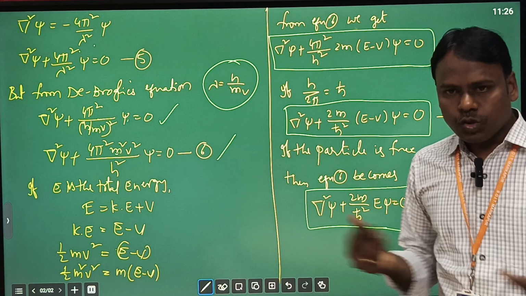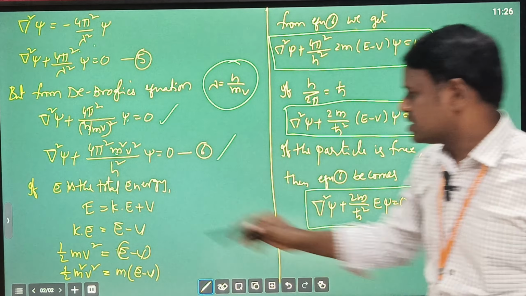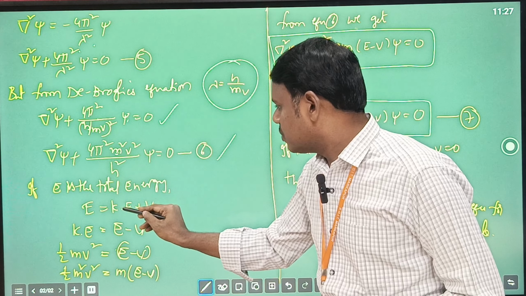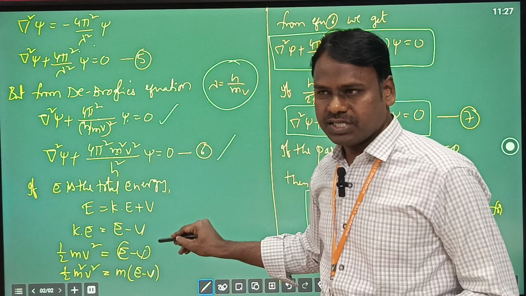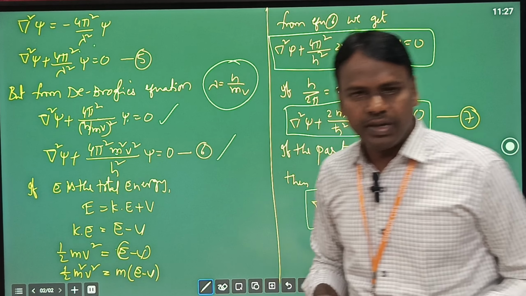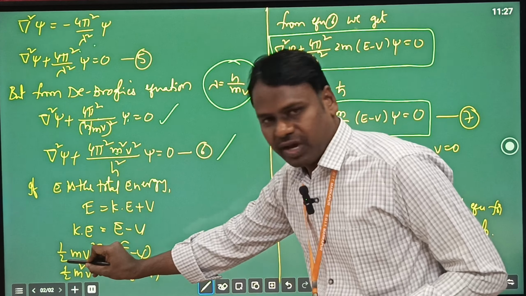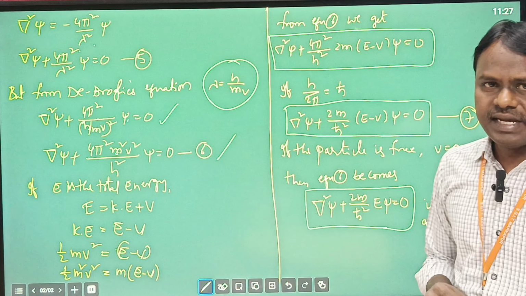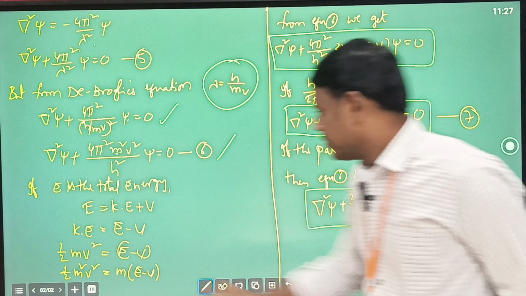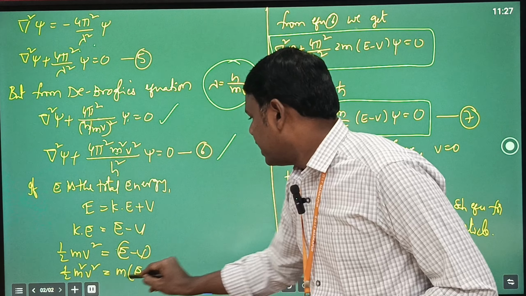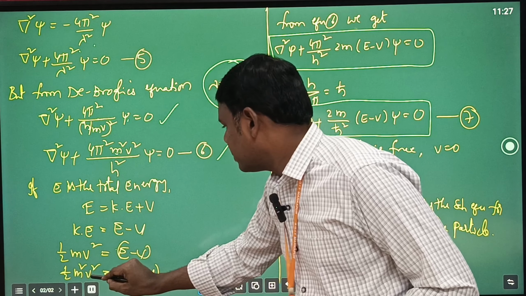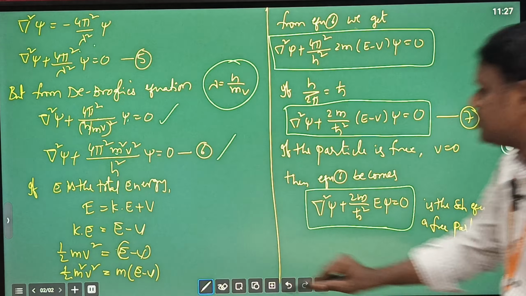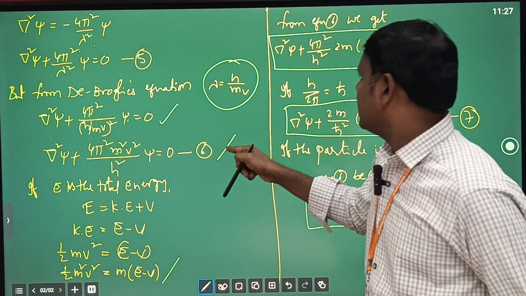And we know that the total energy can be written as the sum of kinetic energy and potential energy. From this expression, kinetic energy is equal to total energy minus potential energy. So kinetic energy can be written as ½mv². We know ½mv² = E - V. If you multiply both sides with the mass m, ½m²v² = m(E - V). From this, m²v² = 2m(E - V).